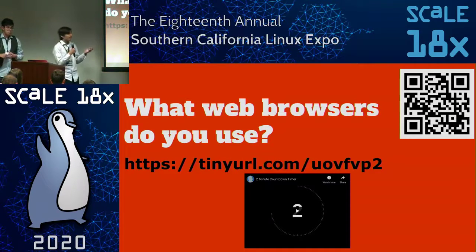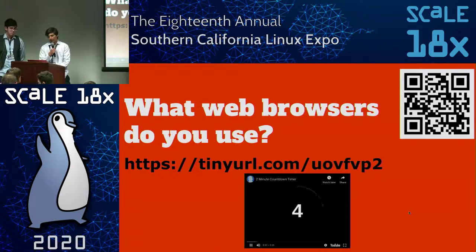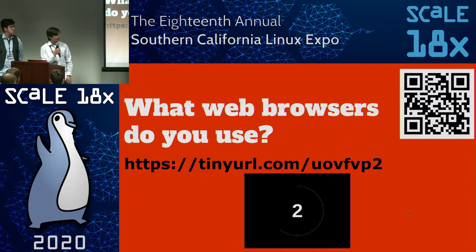Okay, so this is the question we'll be asking you right now: what web browsers do you use? There's a QR code, or this tiny URL, for a straw poll. You can go to it now. We'll give you about 2 minutes, and it'll ask what browser you currently use. We'll just start the timer.